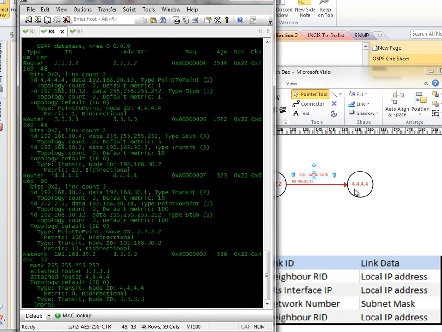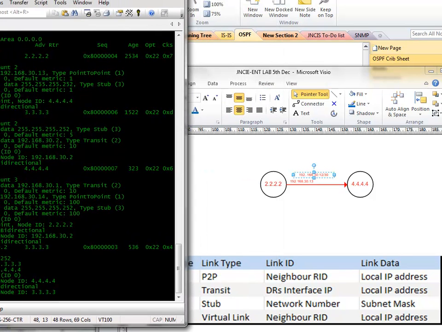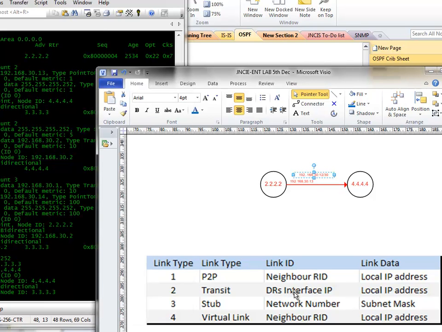Okay, because we've already got 4.4.4.4 in the diagram here, I'm going to jump over one of these and go straight to this one, and we'll go back to that in a minute. So 4.4.4.4 has described itself as having a link of type transit, describing its links here. And if we look at transit, we can see that for a transit network, the link ID is the designated router's interface IP, and then the local IP address.